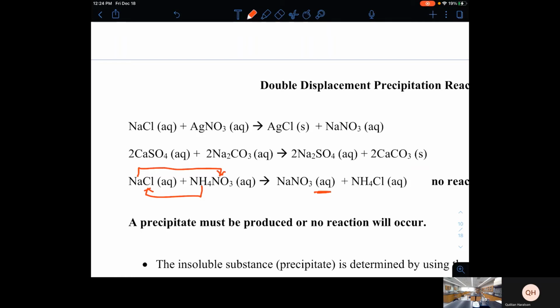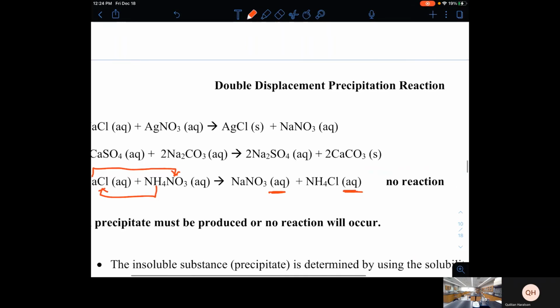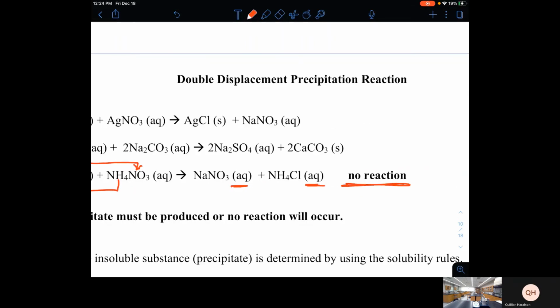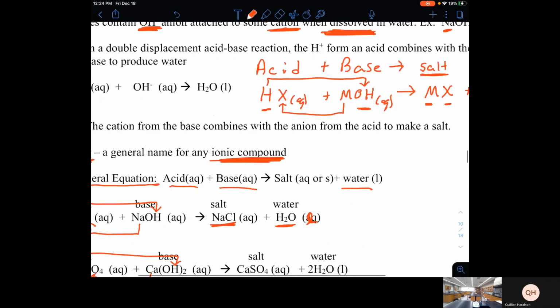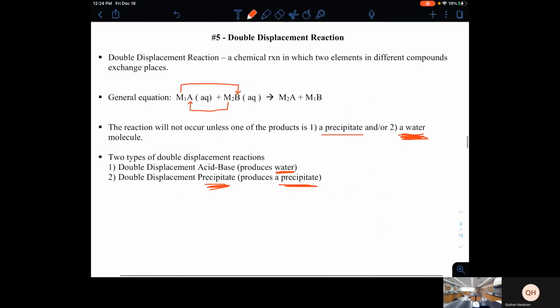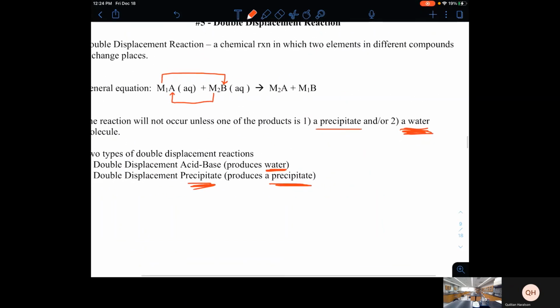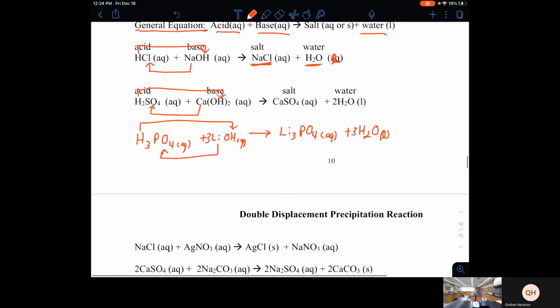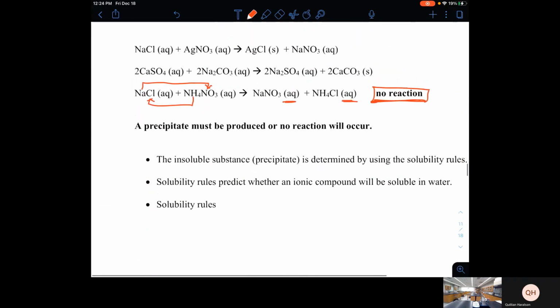And because both of the products are aqueous, that means that we have no reaction. Because if you remember earlier in the notes, one of the things that I told you up here said in order for a double displacement reaction to occur, you must produce a precipitate or you have to produce water. And for this reaction right here, I don't have a precipitate because I don't have anything that's a solid. I don't have water as well, so therefore there is no reaction.